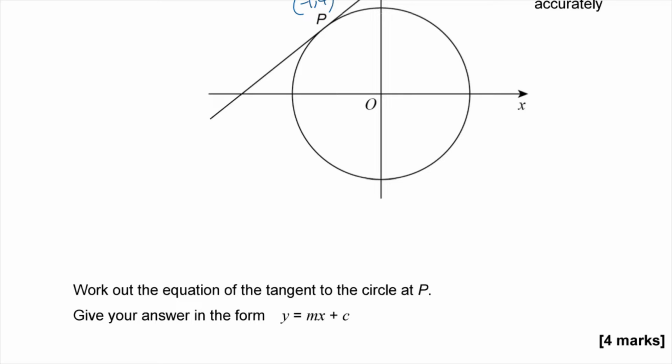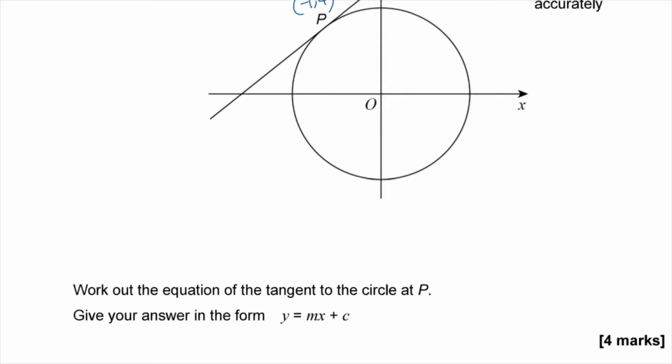Now, to find the equation of a straight line, we need 2 things. Either 2 points, which we don't have, or 1 point on the line and the gradient. Now, we've got a point on the line, but we don't have the gradient. So we're going to have to find out one of those bits of information from our diagram somehow.